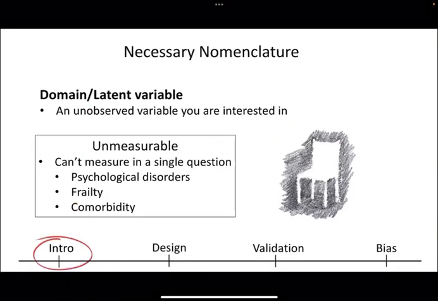Some examples of domains that are unmeasurable are things like psychological disorders like depression, and things like frailty and comorbidity. It's hard to have one question asking, like, 0 to 10, how depressed are you? Because that implies someone really fully understands depression and is able to give that answer. But what's much more practical is to ask them a bunch of smaller questions that are more tangible that ultimately measure this latent variable of depression.